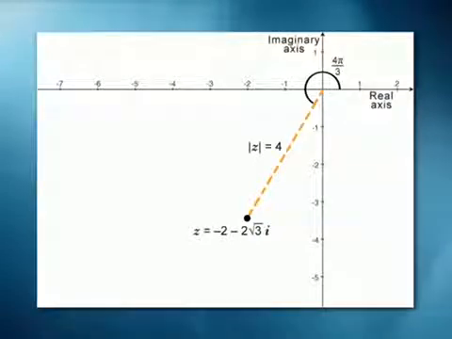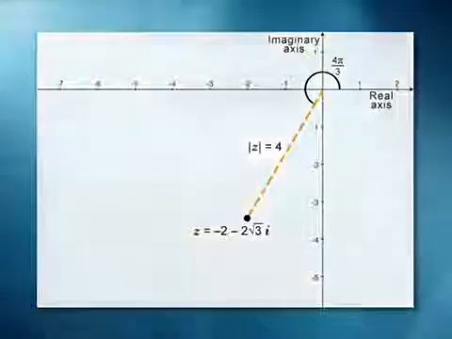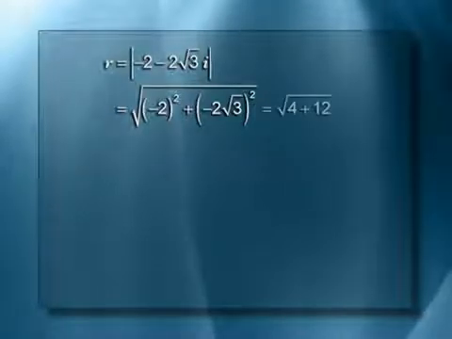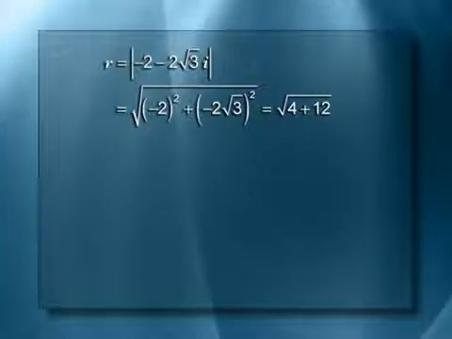So let's figure it out. First of all, what's the length of this complex number? Its modulus. Well, it's the absolute value of minus 2 square root of 3 i. That's the square root of minus 2 squared plus the quantity minus 2 square root of 3, all squared. And that's the square root of 4 plus 12. That equals the square root of 16, or 4.